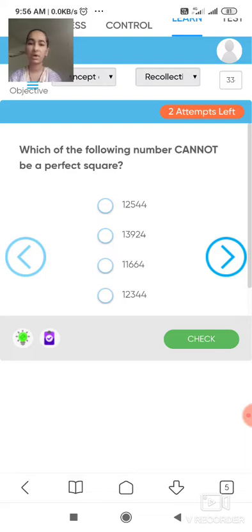Solve these by prime factorization or by the division method or the repeated subtraction method. Don't use the repeated method because it is a lengthy process. You can use the prime factorization method or the division method. From both methods you can find the square root of any number. If it gives a square root, that means the number is a perfect square. Try to solve all 4 options and tell me which one is not a perfect square.